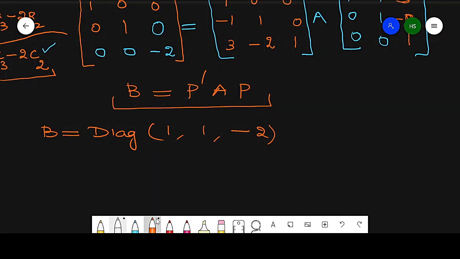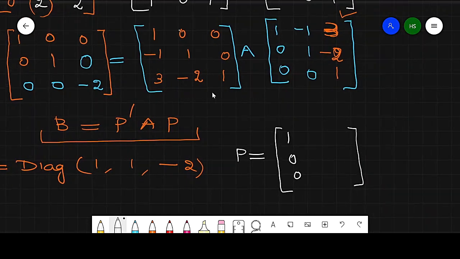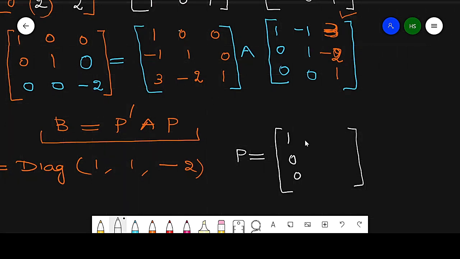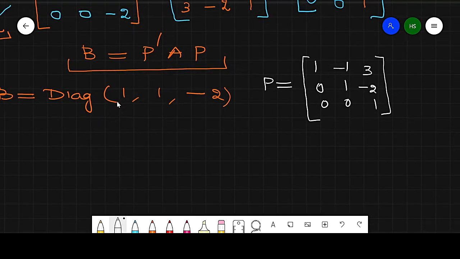So P matrix is equal to 1 0 0, then -1 1 0, and third row is 3, -2 and 1. So this is the P matrix, and this is the diagonal matrix B.